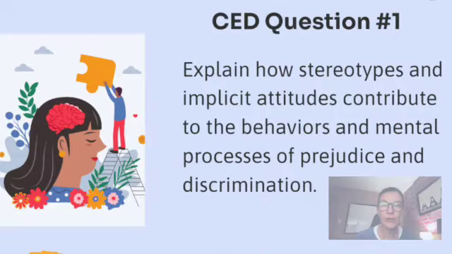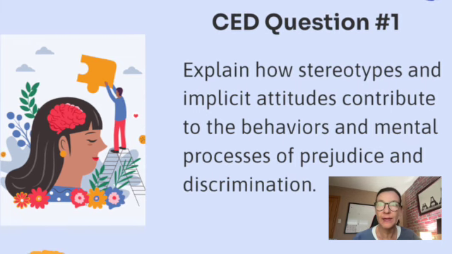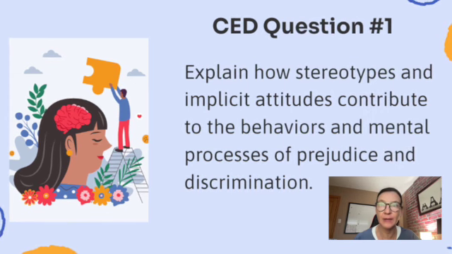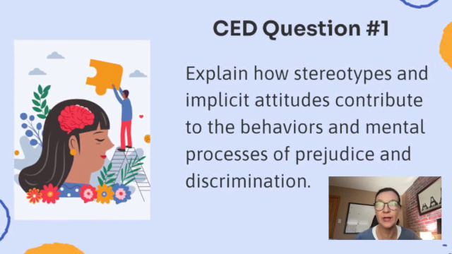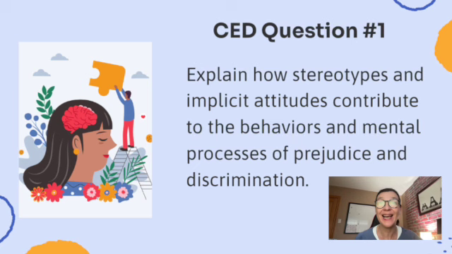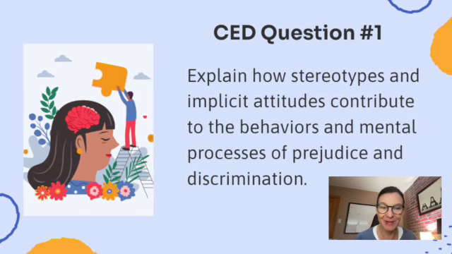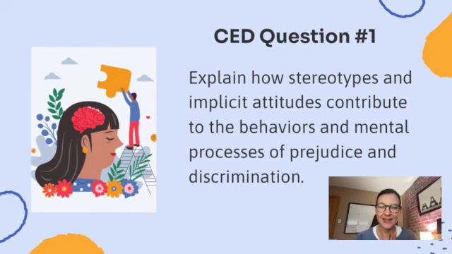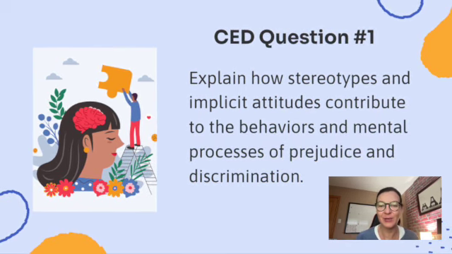So the first CED question for 4.2 Attitude Formation and Attitude Change is: explain how stereotypes and implicit attitudes contribute to behaviors and mental processes of prejudice and discrimination. Gee, that was a whole mouthful, wasn't it? Okay, so let's get started. We're going to look at the essential knowledge that goes with this particular question.